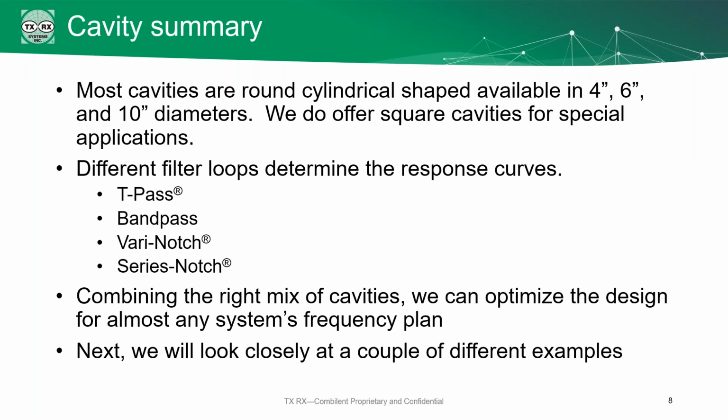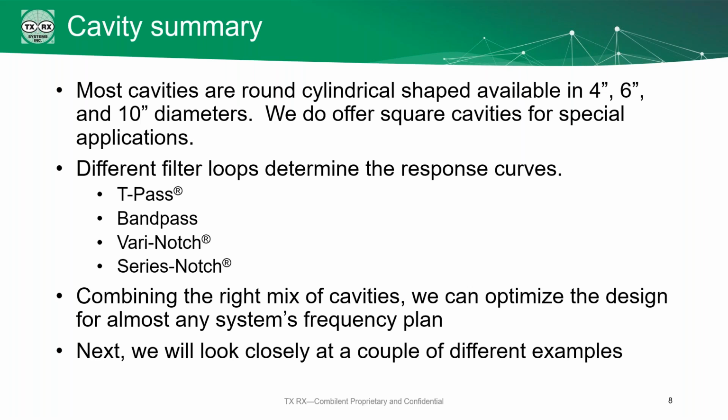In summary, we just reviewed the several types and sizes of cavities. Most of them are round cylindrical shape and are available in 4-inch, 6-inch, and 10-inch diameters. We do offer square cavities for special applications. There are 4 unique types of cavities based on their performance curves. Each serves a distinct purpose in passing certain frequencies and rejecting certain frequencies. It's like a carpenter's toolbox, a chisel, a hammer, a screwdriver. They each have a unique purpose.